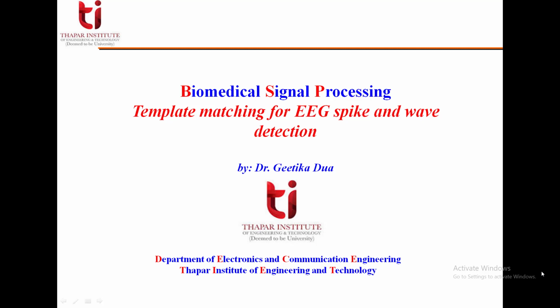In this lecture we will see another application of some methods. We can say the correlation method to detect spike and wave that is present in an EEG signal. So you remember what we mean by spike and wave. Today we will see a method that is template matching for EEG spike and wave detection.